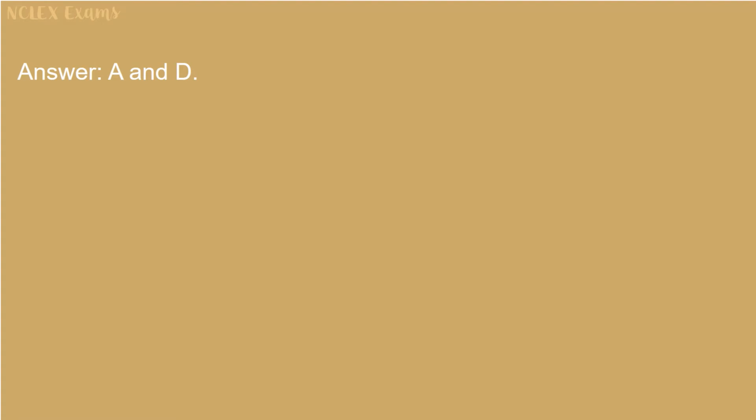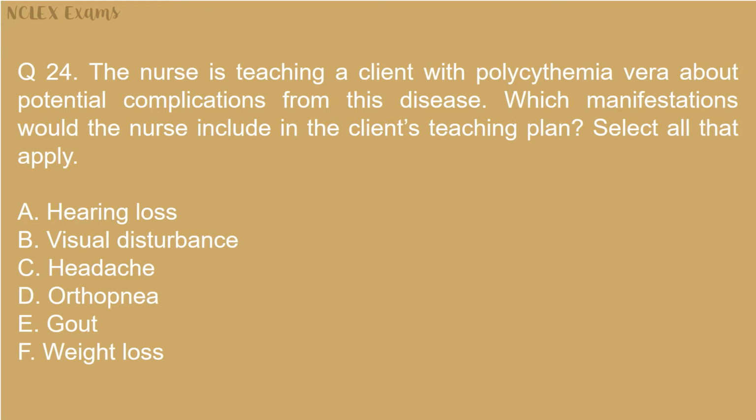Answer: A and D. Question 24. The nurse is teaching a client with polycythemia vera about potential complications from this disease. Which manifestations would the nurse include in the client's teaching plan? Select all that apply.